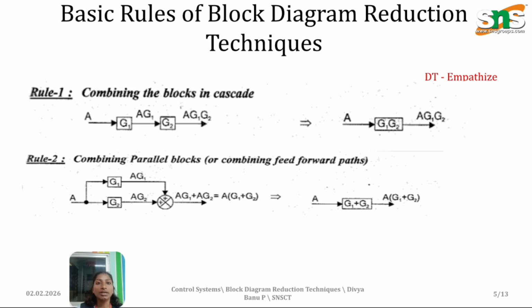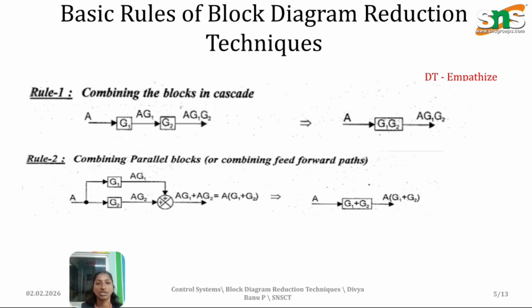Here let us have rule 1, which is combining blocks in cascade. We all know that a block diagram will be represented in blocks. If two blocks are nearby and we have to combine them, then we can go with rule 1, where G1 and G2 combined give G1 G2. A multiplied by G1 gives AG1, and when we combine both, we also get the same output, which is AG1 G2.